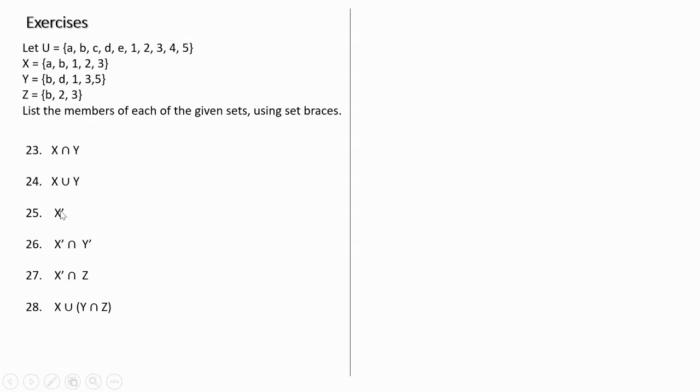Since we have to find the complement of X and the complement of Y, I'm going to put everything here so it'll be easy to get the answers for each problem. So that's set X. The complement of X will be C, D, E, 4, 5, because the complement means we go to the universal set. So it's not A, not B, not 1, not 2, not 3 from the universal set. This is what's left: C, D, E, 4, 5.